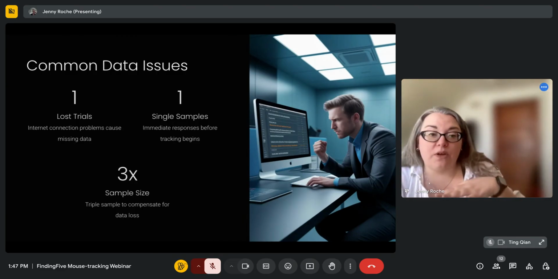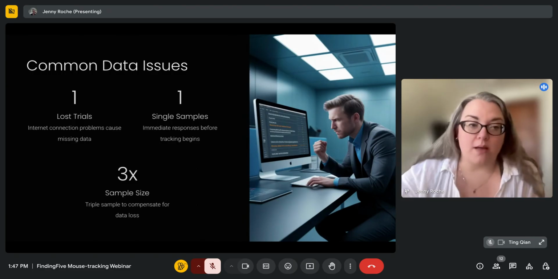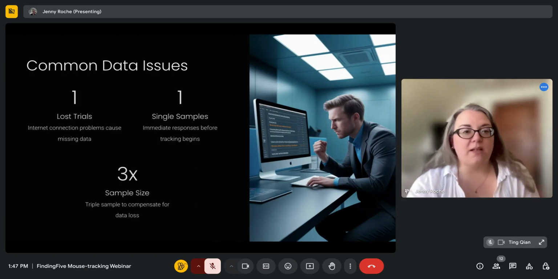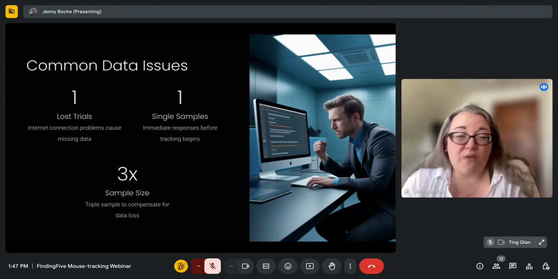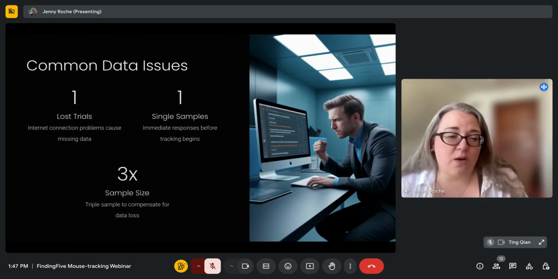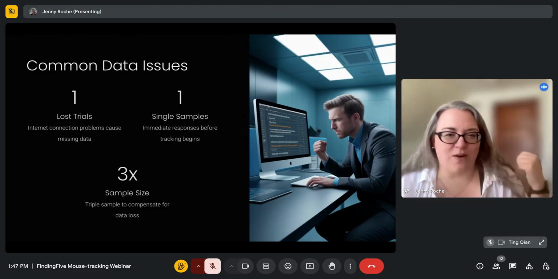So to save yourself against all of this data loss, because unfortunately there is more data loss in online data collection than you would expect in a lab, just oversample. For most of the studies that we're running these days, having 20 participants, that was gone a long time ago. We don't do that anymore, unfortunately.